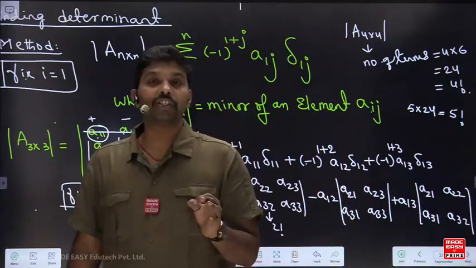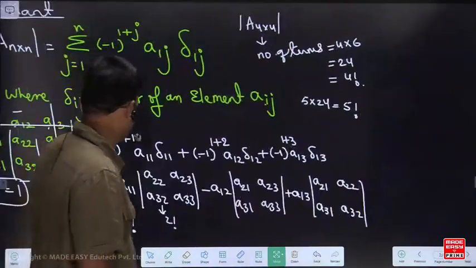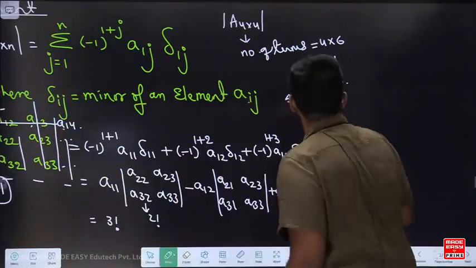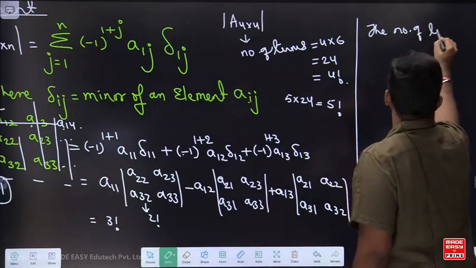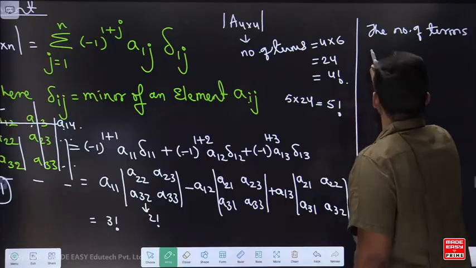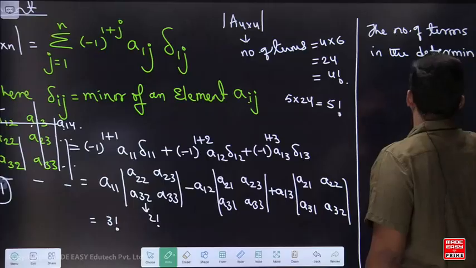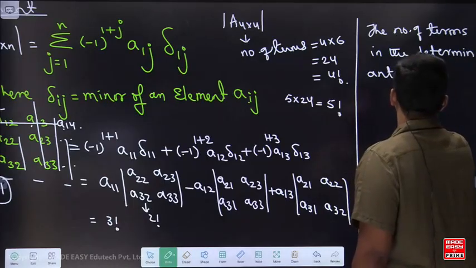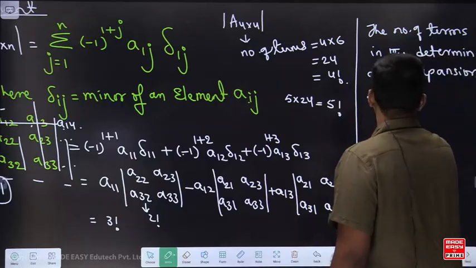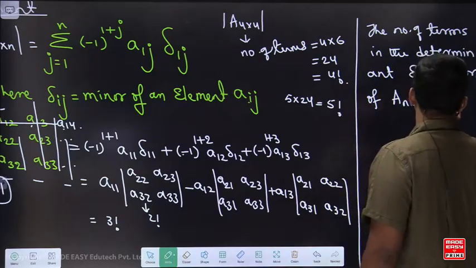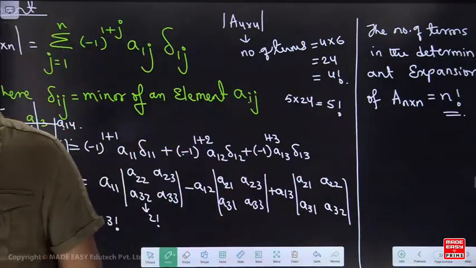So therefore my generalized statement from this is that the number of terms, all of you please write it in your notes, the number of terms in the determinant expansion of a n by n is equal to n factorial terms.